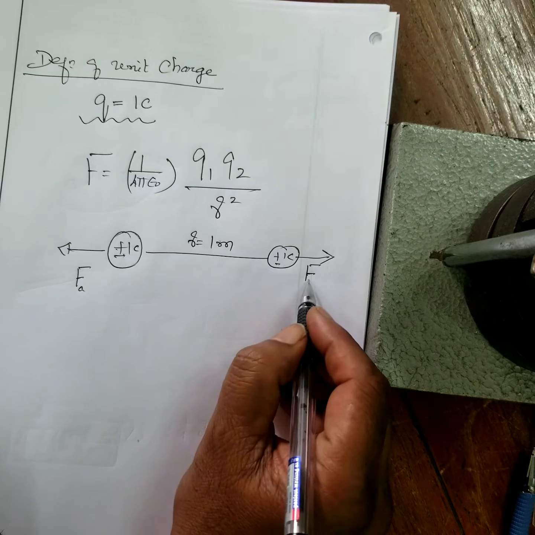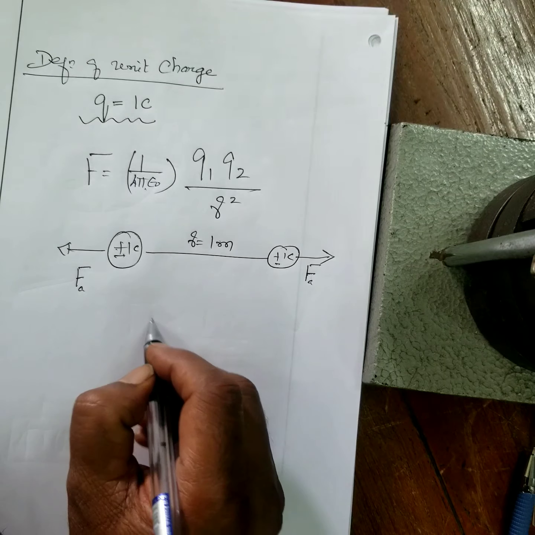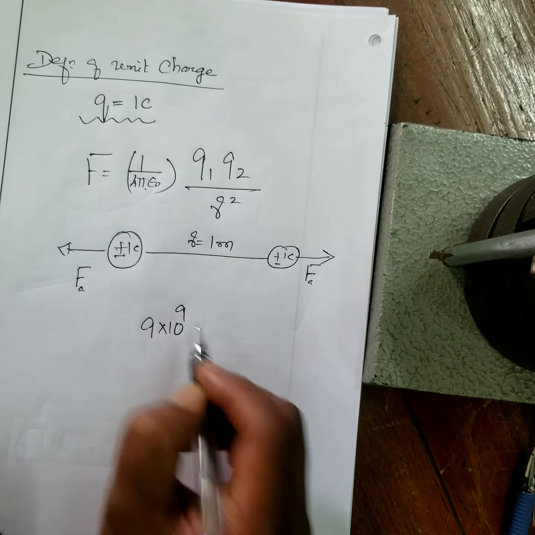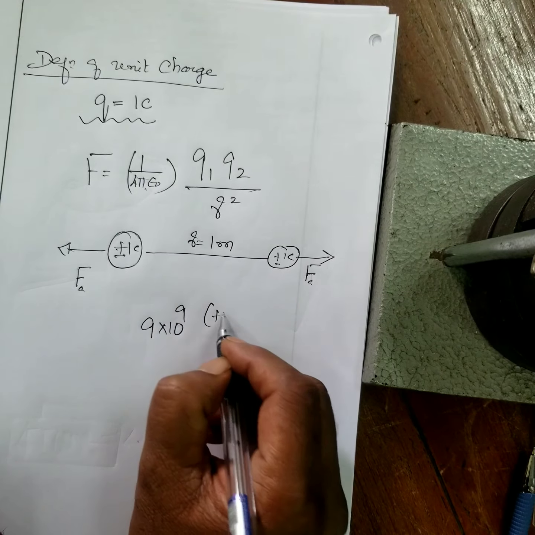Force in air. What is the value? 1 by 4 pi epsilon naught is 9 into 10 to the power of 9. This is 1 coulomb, this is also plus 1 coulomb, divided by 1 square, is equal to force in air, or F A is equal to 9 into 10 to the power of 9. Force is in Newton.